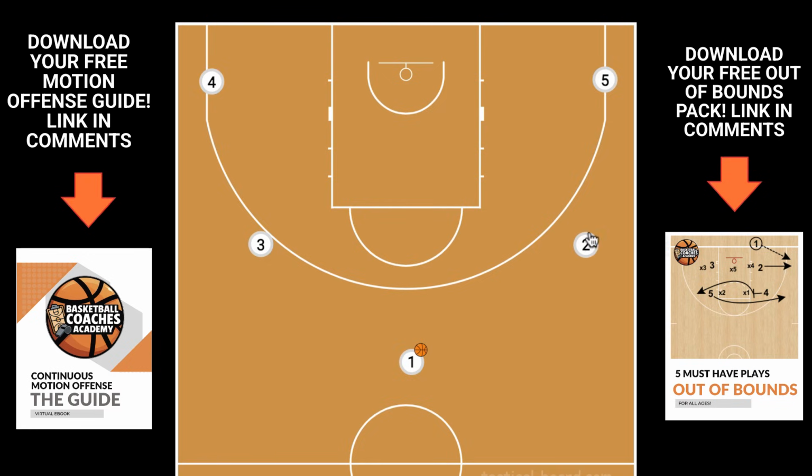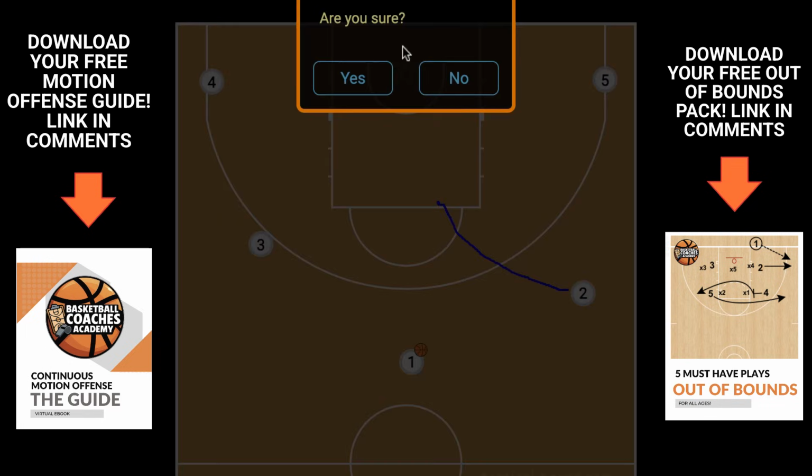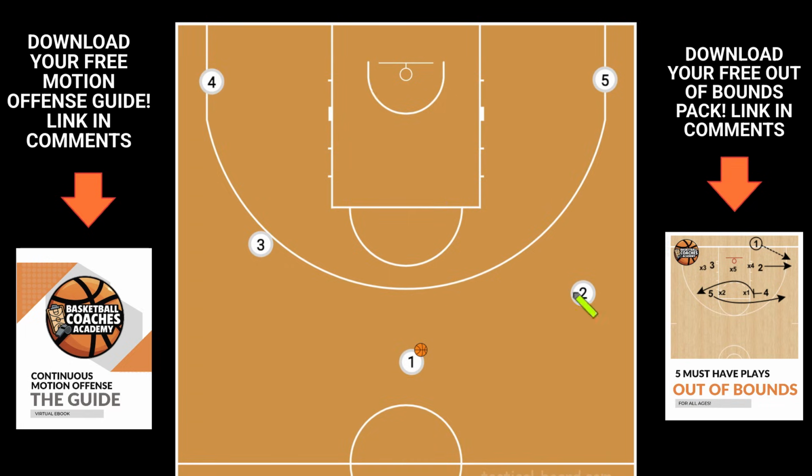So obviously, let's start with our cutting situation first. We can look at getting a little V cut going inside the key and out to get open. That's an easy solution. We can also look to cut to the basket, and if we don't receive that pass, we're going to continue cutting and fill a different spot. That's another option that we can do as well. Those are two easy cuts that we can do to get open.